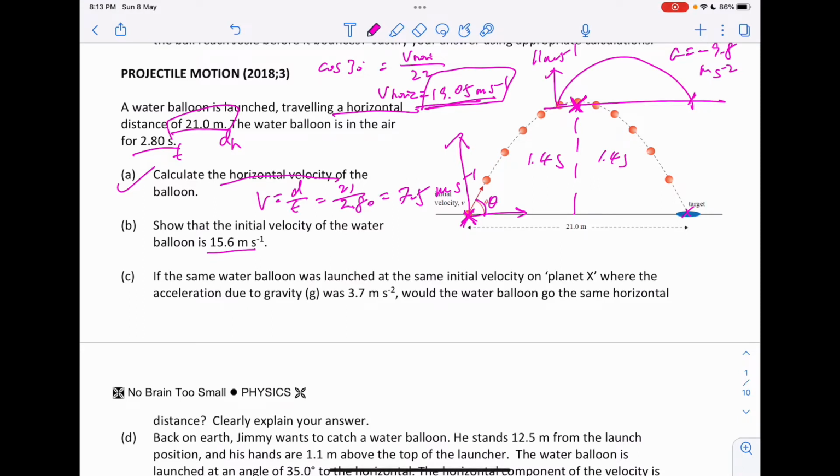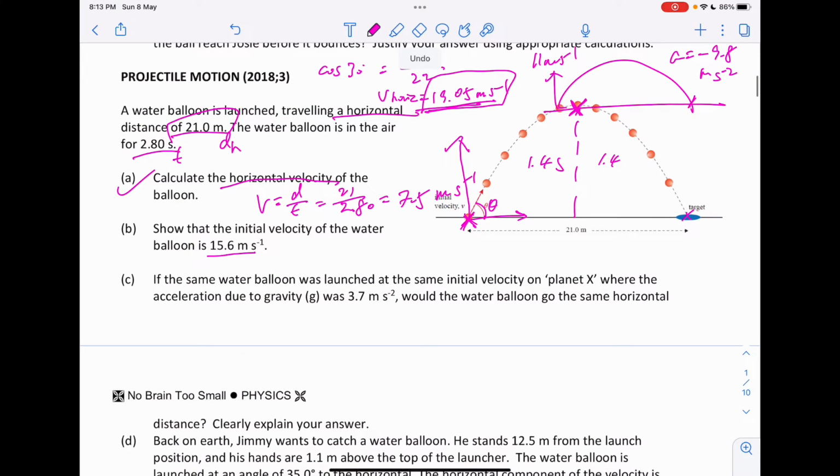Which means 1.4 seconds. And if we just look at the vertical velocity here, when it's at the top of the path, it has a velocity of 0, right? That's vertical. Has to be 0. VI, we all know, A, as always, as it's a vertical velocity, is minus 9.8 meters per second.